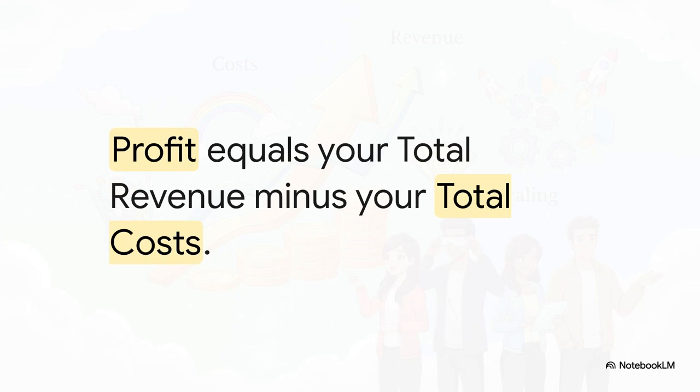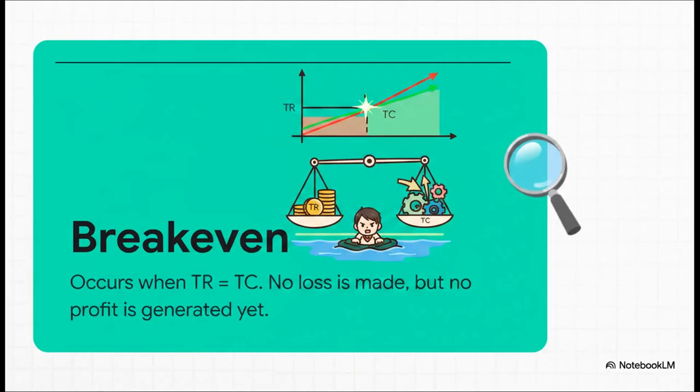If the total costs are higher, well, unfortunately, you're looking at a loss. But before you can celebrate a profit, you have to hit break even. This is that absolutely crucial milestone where your total revenue perfectly covers all your total costs. TR equals TC. At this exact point, you aren't taking a loss anymore, which is great, but you haven't generated any profit yet either. You are simply keeping your head above water.